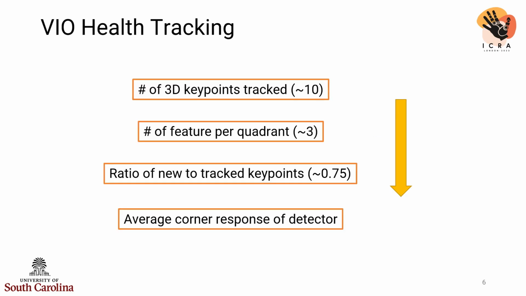We employ hierarchical criteria based on the number of 3D key points tracked in the keyframe, the number of features tracked per quadrant of the image, the ratio of newly detected key points to existing feature tracks, and the average corner response of the feature detector. The values of these parameters are chosen empirically based on the VIO method employed.